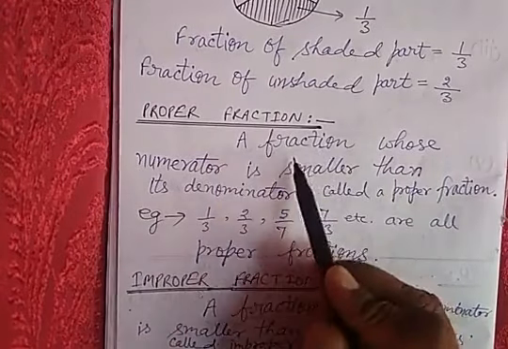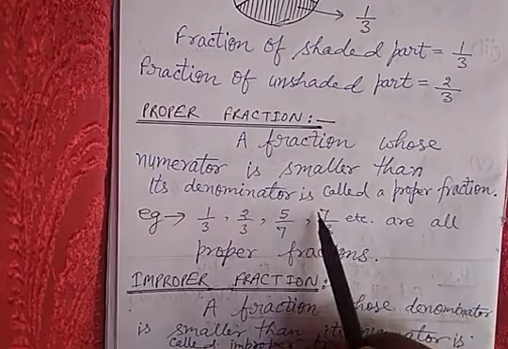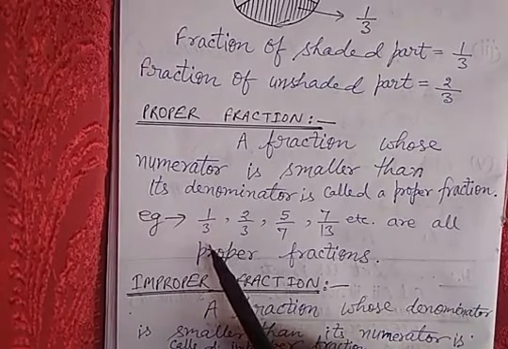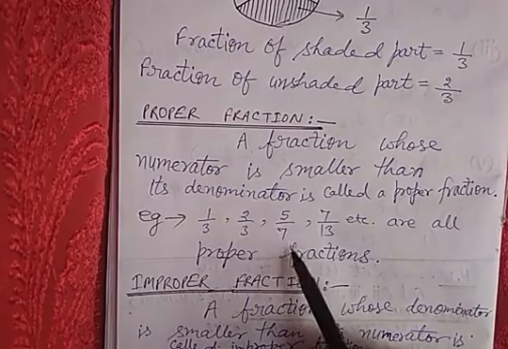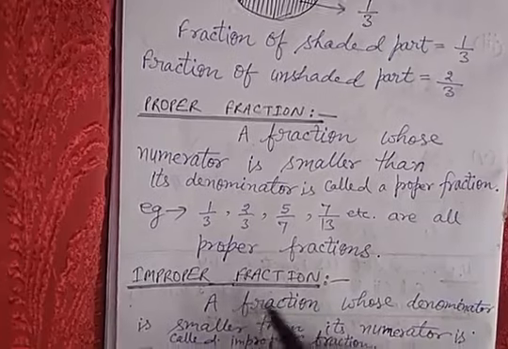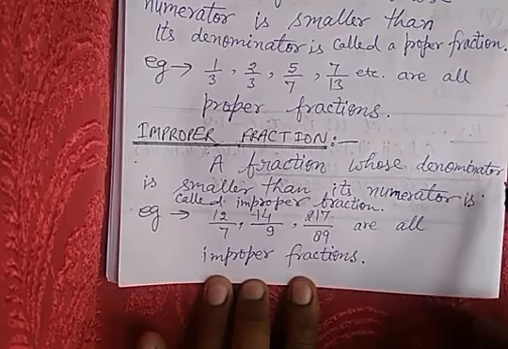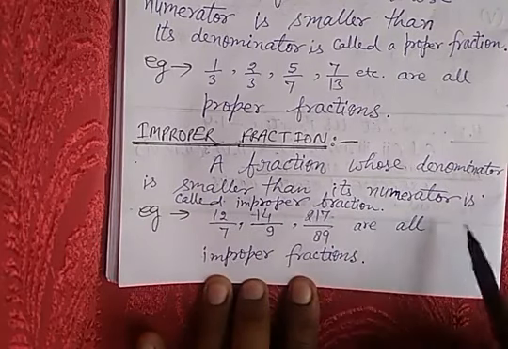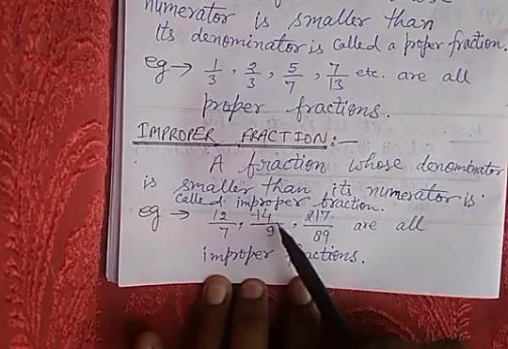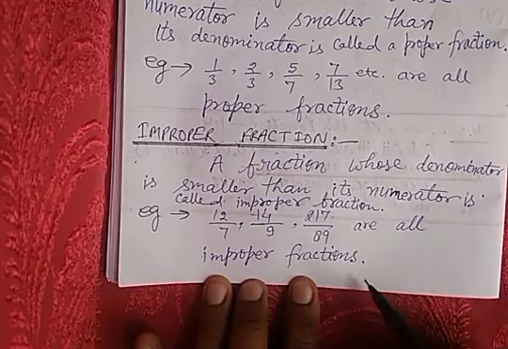Now, proper fraction. A fraction whose numerator is smaller than its denominator is called a proper fraction. For example, 1 upon 3, 2 by 3, 5 by 7, 7 upon 13, etc. are all proper fractions. Now, improper fraction. A fraction whose denominator is smaller than its numerator is called an improper fraction. For example, 12 upon 7, 14 by 9, 217 upon 89 are all improper fractions.